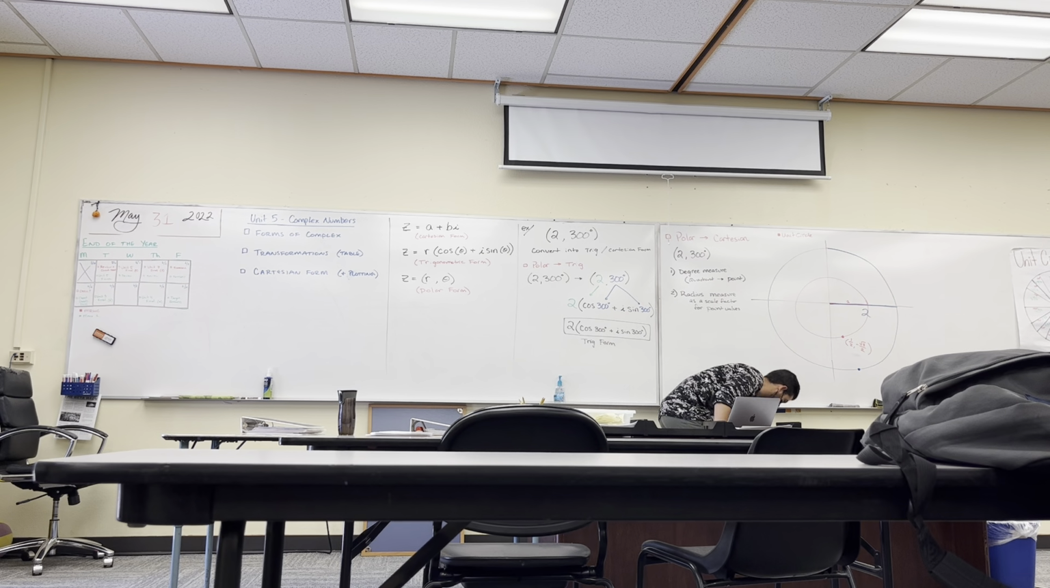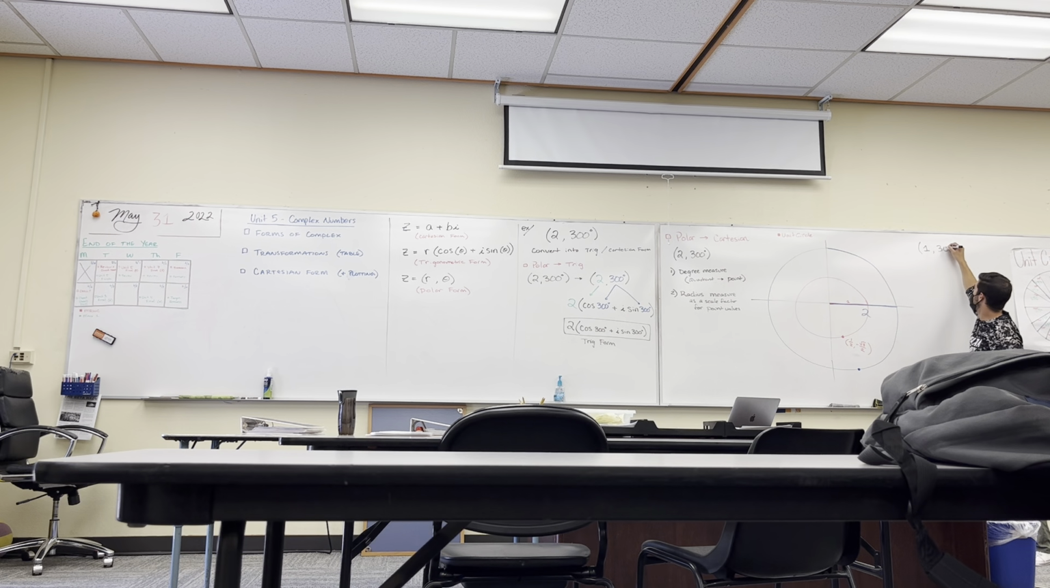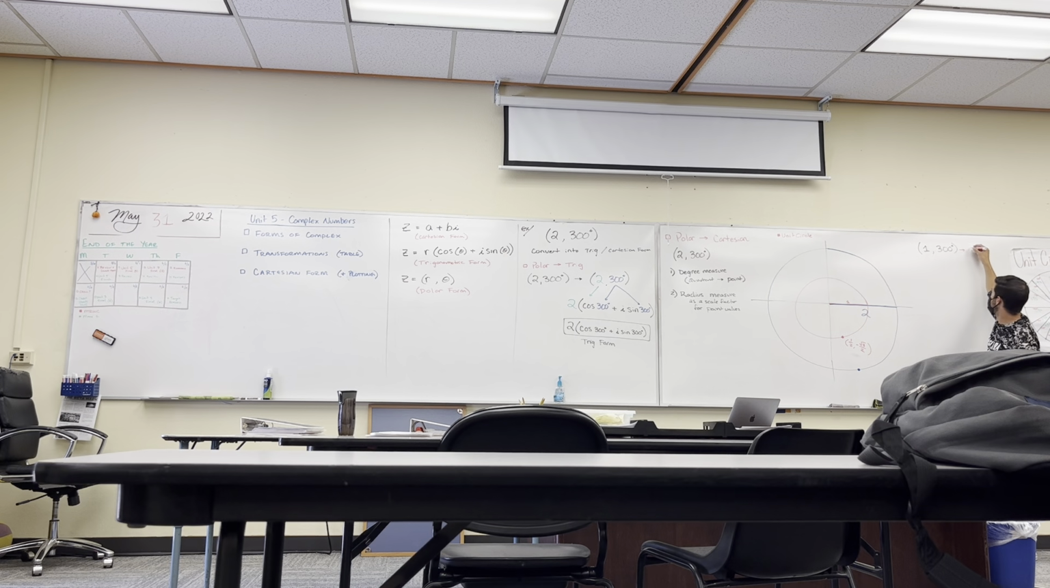So here comes the work. If we have a radius of 1 and my value is at 300 degrees, my corresponding point is going to be 1/2, negative root 3 over 2. But we made an adjustment.